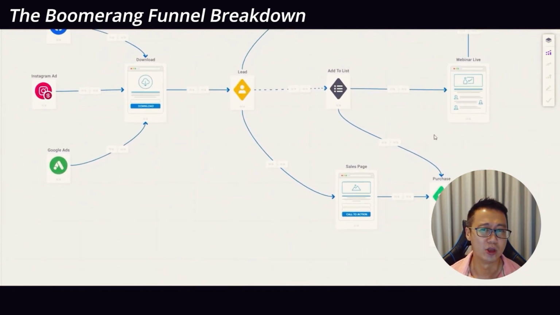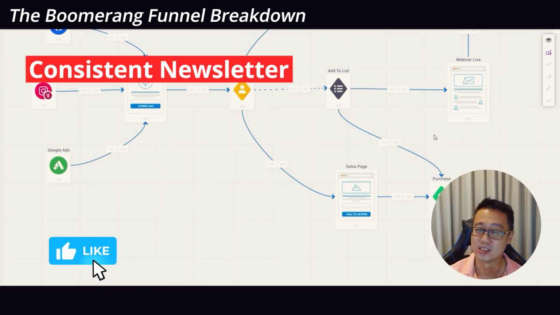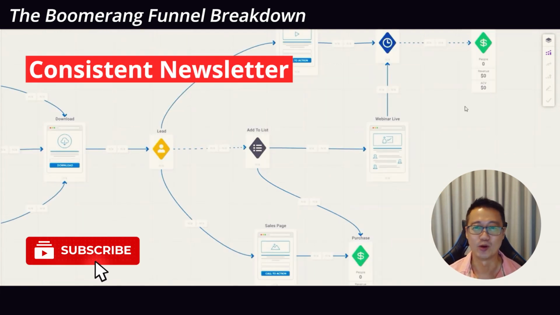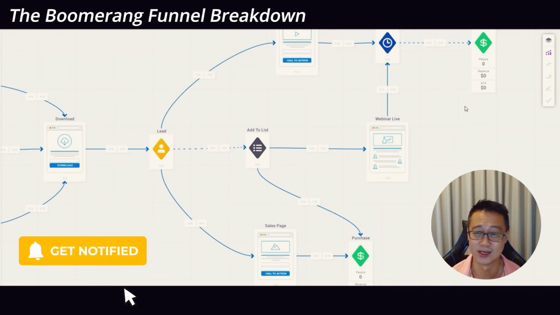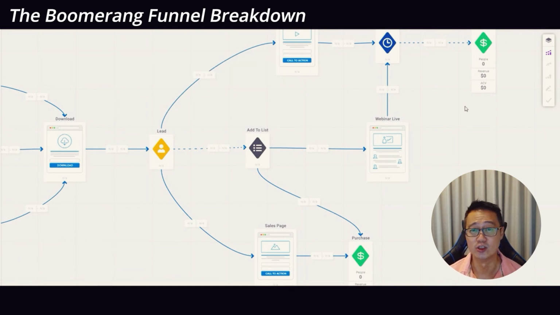Now, why it's called a boomerang funnel is that, remember, everyone that has signed up to your lead magnet is now in your email list. So the other strategy here is that you want to bring them back via consistent newsletters, whether it's once a week, 2 times a week, 7 times a week for some of you who are super hardworking. This is where you need to nurture your email list, at least once a week, I would recommend.